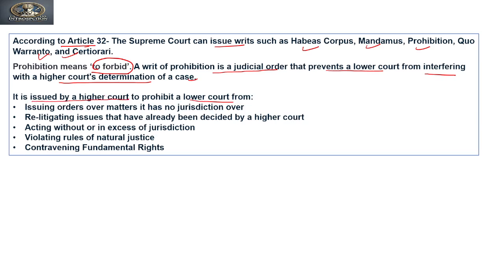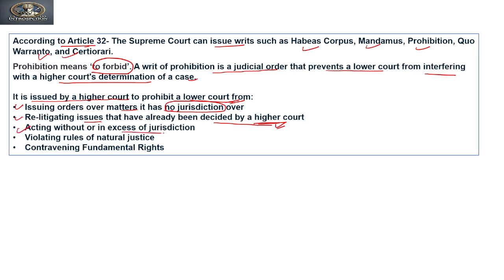Now, when can it be issued against a lower court? First, the condition is when it is issuing an order over a matter in which it has no jurisdiction. So it means keeping the lower court within its jurisdiction. Next, relitigating issues that have already been decided by the higher court. It means if a matter has already been decided by the higher court and it is again taken up by the lower court, again it is beyond its jurisdiction.